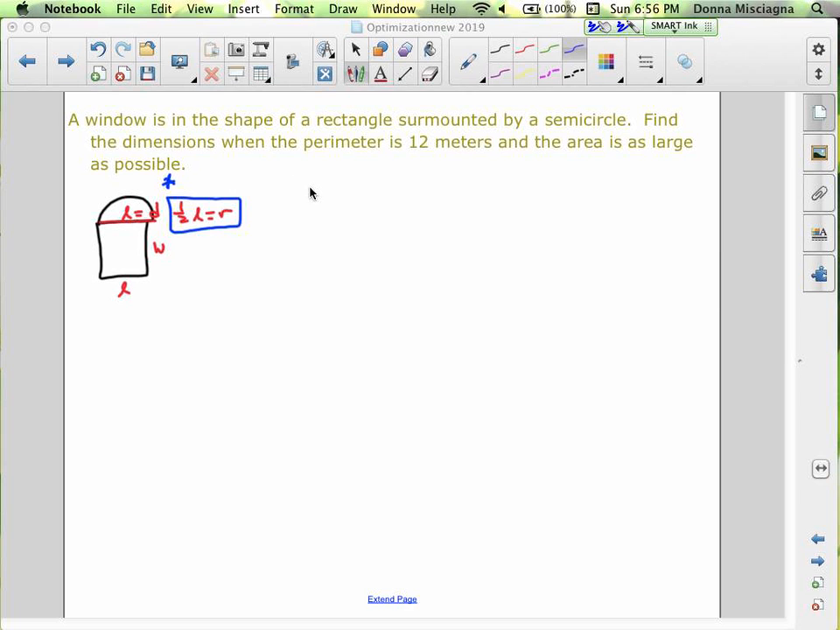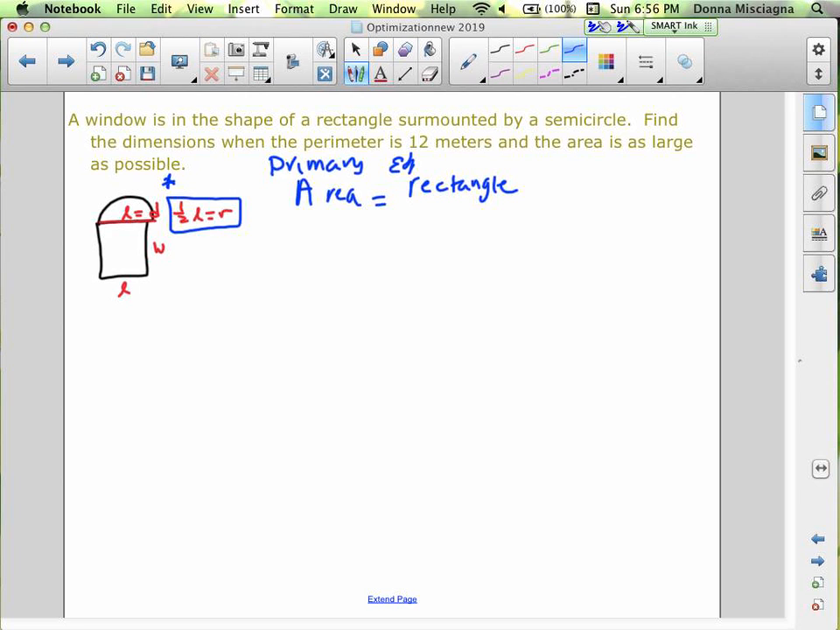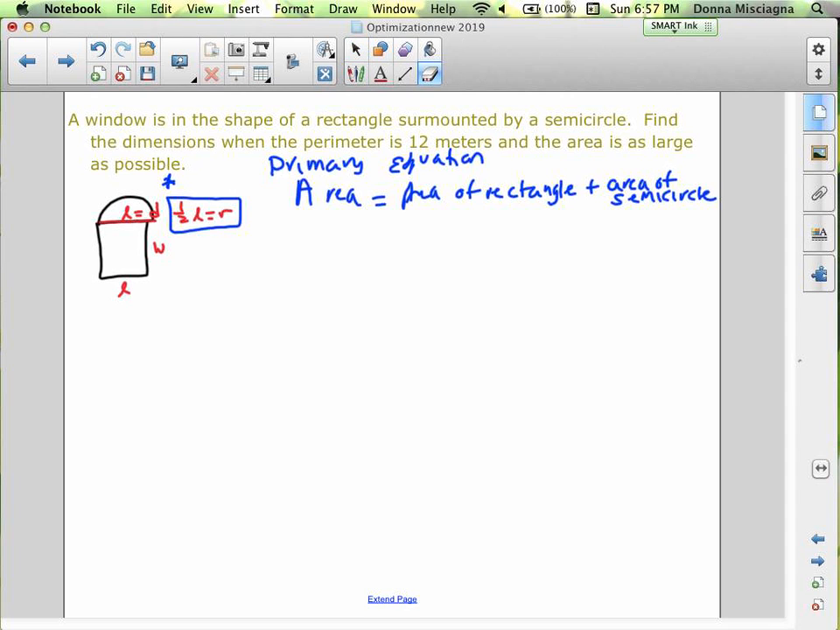All right, so we want to maximize the area, and the area of our window is the area of the rectangle. By the way, this is going to be our primary equation once we get variables in there. Area of the rectangle plus area of the semicircle.